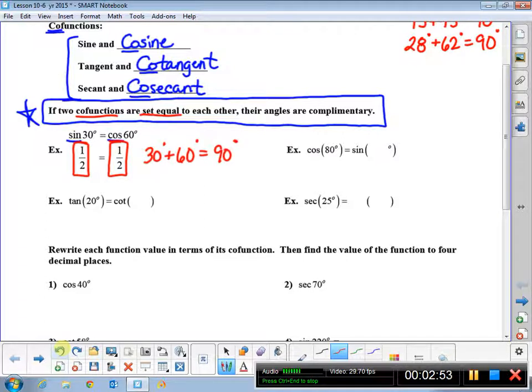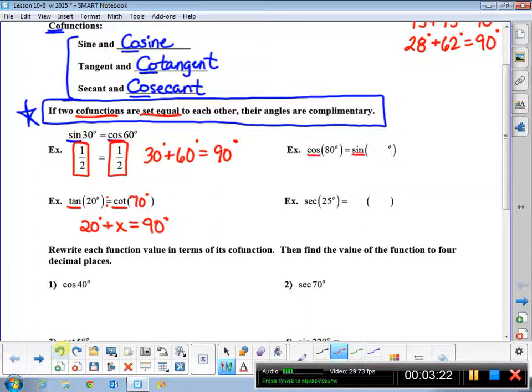So let's see if we can fill in these other three. First, let's make sure we have cofunctions set equal. So the tan of 20 should equal the cotangent of what? And I know their angles should add up to 90. So if you said 70, you are correct. The tangent of 20 equals the cotangent of 70.